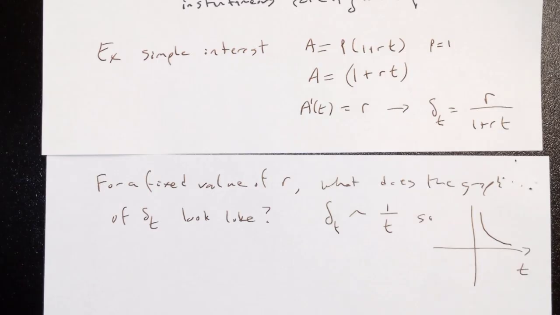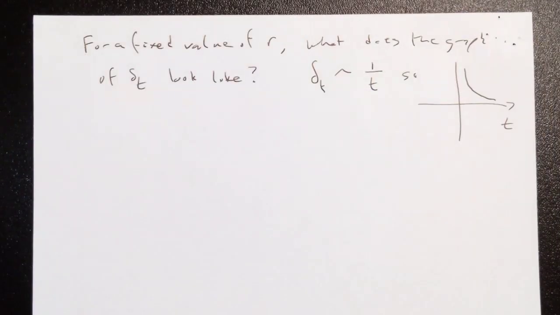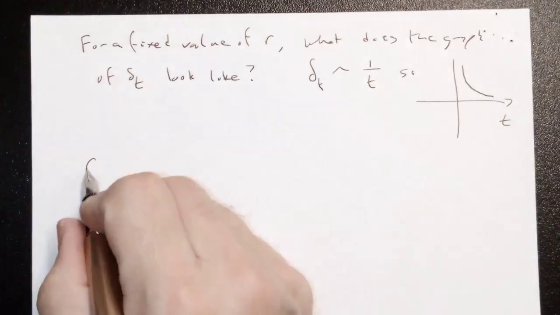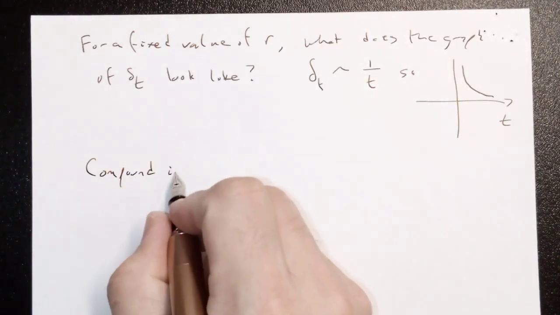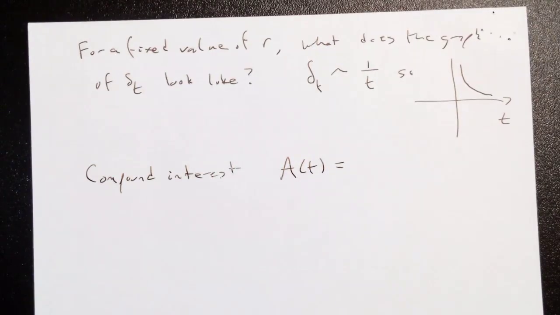That's important. And that's one of the reasons that in long time behavior, we tend to use compound interest, because simple interest is less powerful as we get to longer periods of time. So let's look at compound interest. Let's try and do the same thing for compound interest. Again, I am going to assume a principal of 1. If I do that, what's the formula for compound interest?